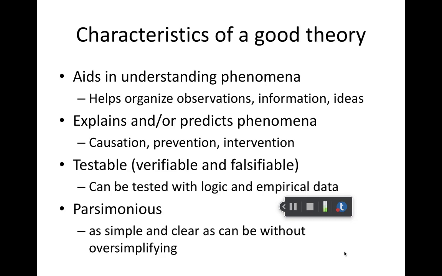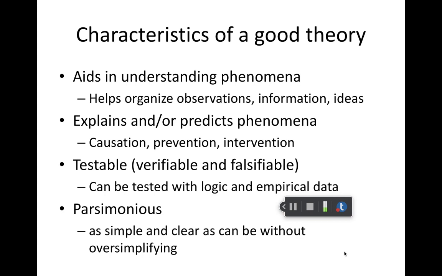A good theory helps us understand phenomenon. It helps us organize observations, information, and ideas. It explains and/or predicts the phenomenon of interest. So it may deal with causation, that is cause and effect, or prevention or intervention. A good theory is testable. It's verifiable and falsifiable, so it can be tested with logic and empirical data.